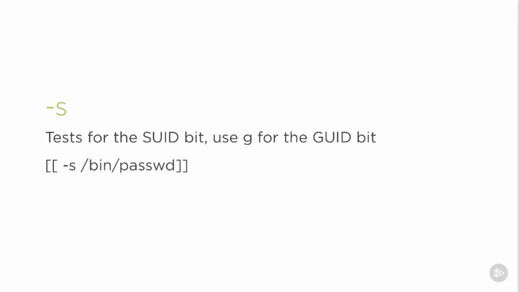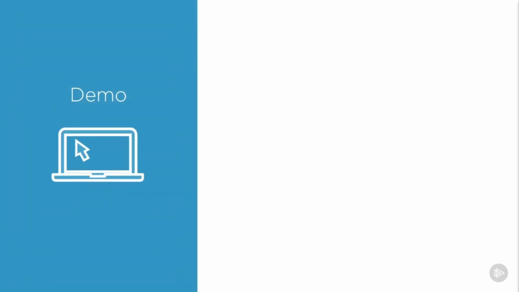When we look at -s, that's for the set user ID bit. It's set on programs like /bin/passwd, so that when we execute it, we're running with the permissions of the owner of the file. Often this is root.